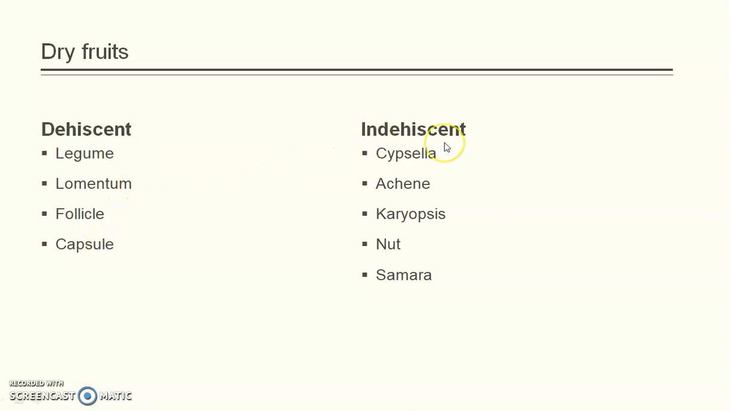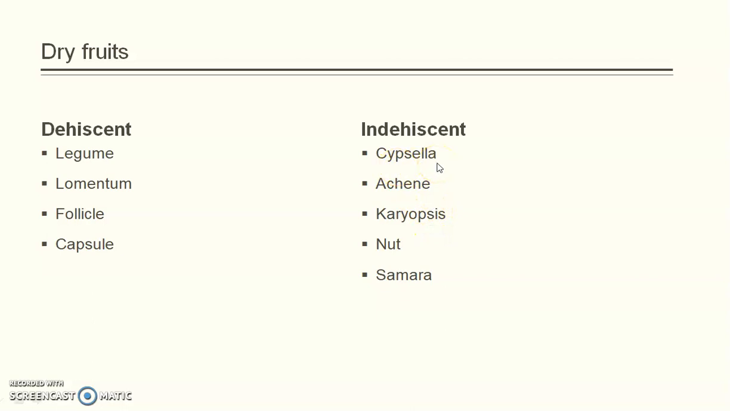And next one is indehiscent. So the famous examples are Cypsella, Akin, Caryopsis, Nut and Samara. These are the types. And how to remember this one? Let us create a short story.